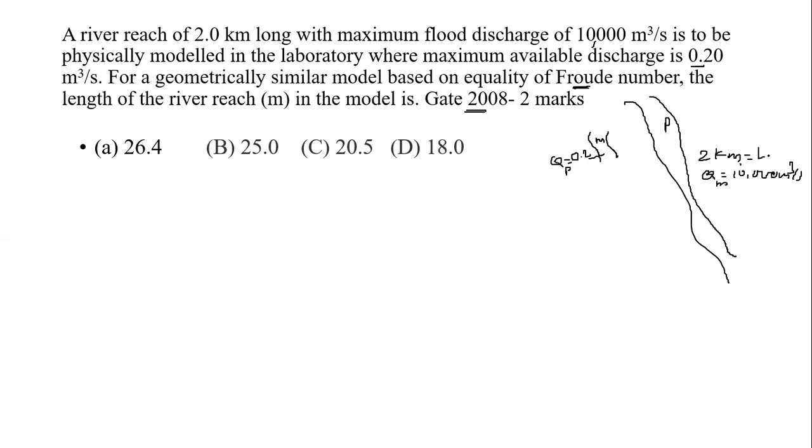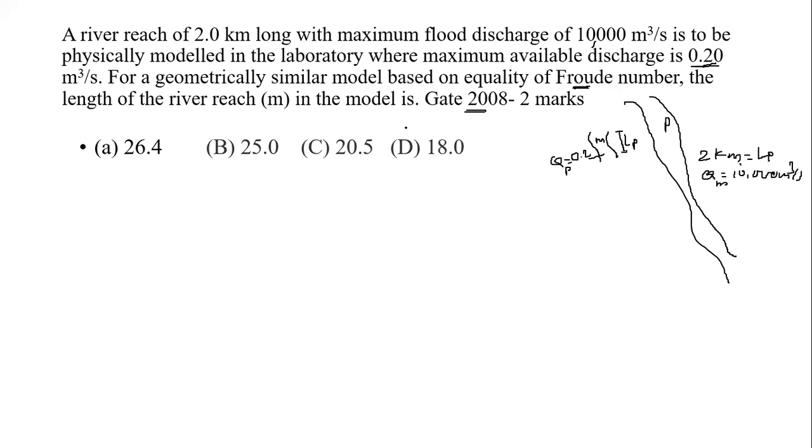This length will be the length of the prototype, and they asked to calculate the length of the model. What will its length be if the model is for a carrying capacity of 0.2 meter cube per second, directly by Froude's law? They have given the options also: 26.4, 25.0, 20.5 and 18.0 in meters. It was asked in GATE 2008 for 2 marks.